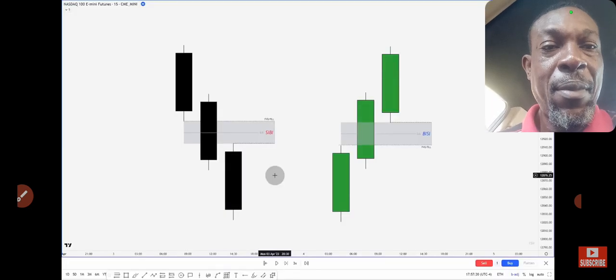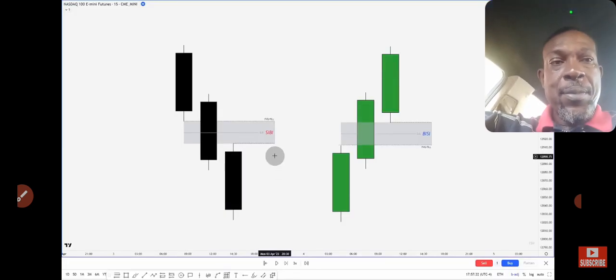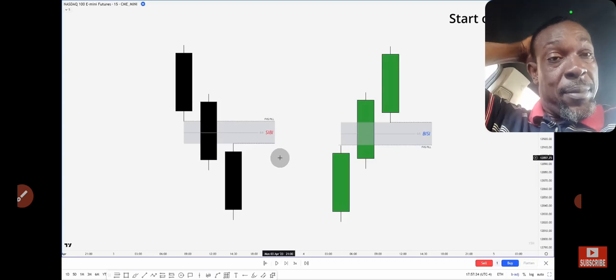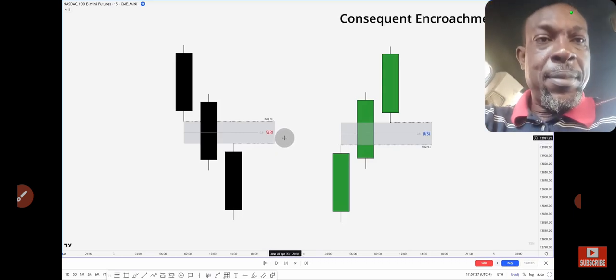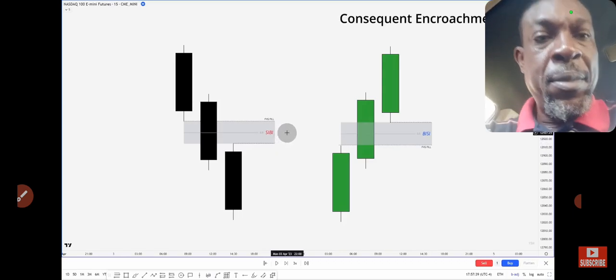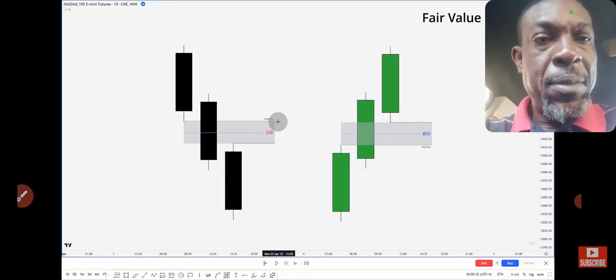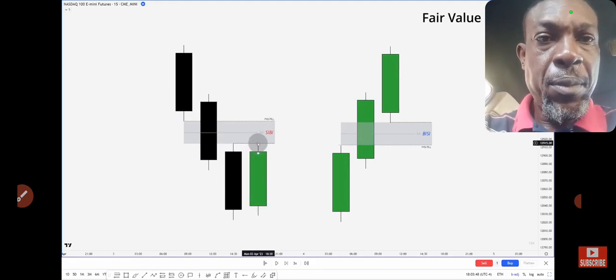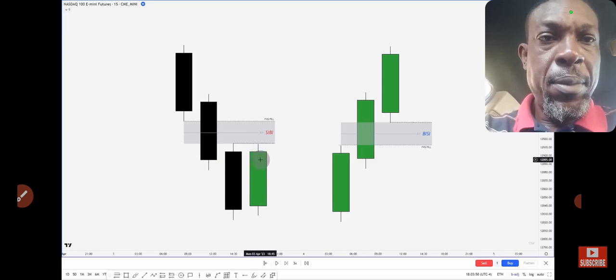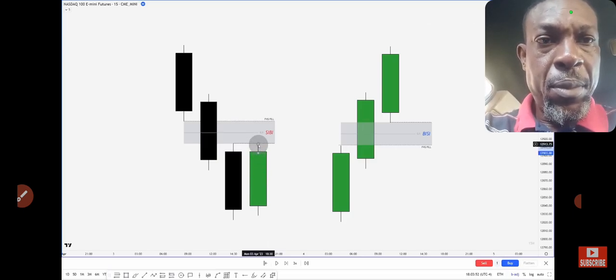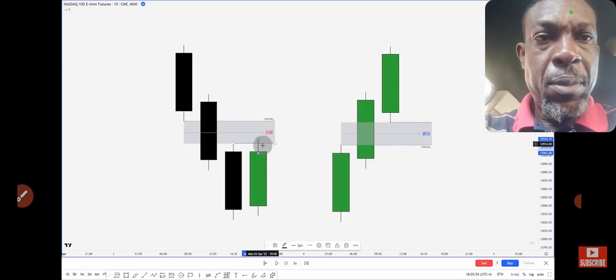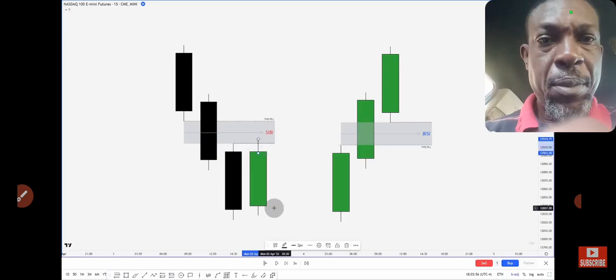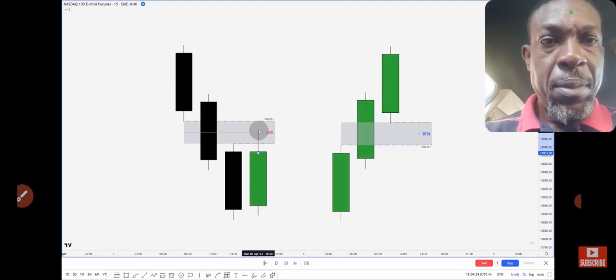Things that I look for within a fair value gap. The first being the start of the fair value gap, the second being the consequent encroachment, or the 50% of the fair value gap, and lastly, where price completely fills the fair value gap. When price returns to the fair value gap, I want to see a few different things. One, price can either reach up into this fair value gap, close out, and continue lower. It can also reach up into the consequent encroachment of this fair value gap.